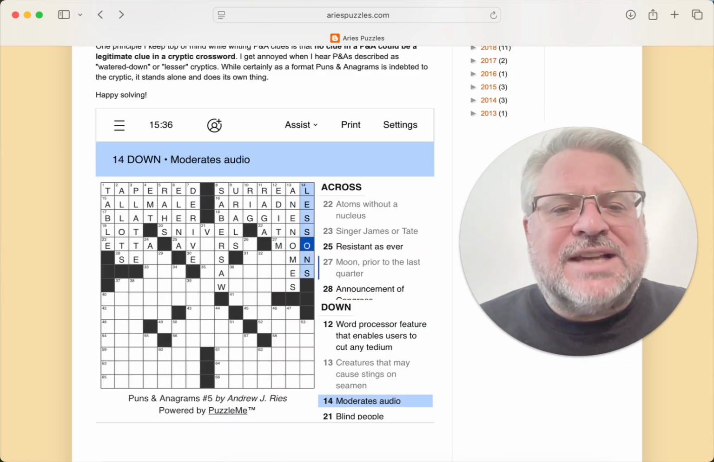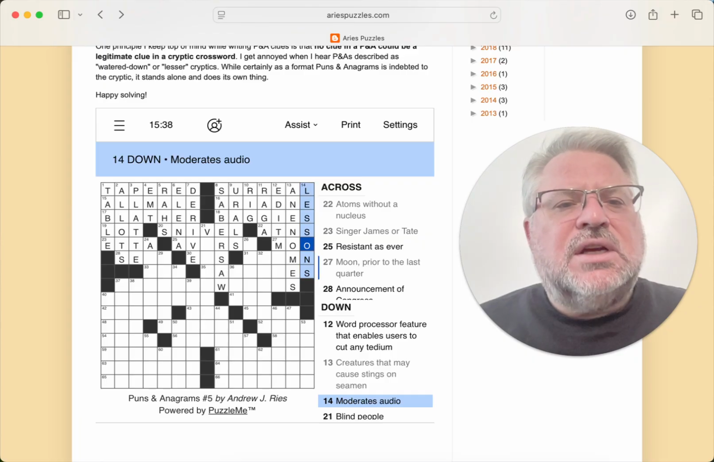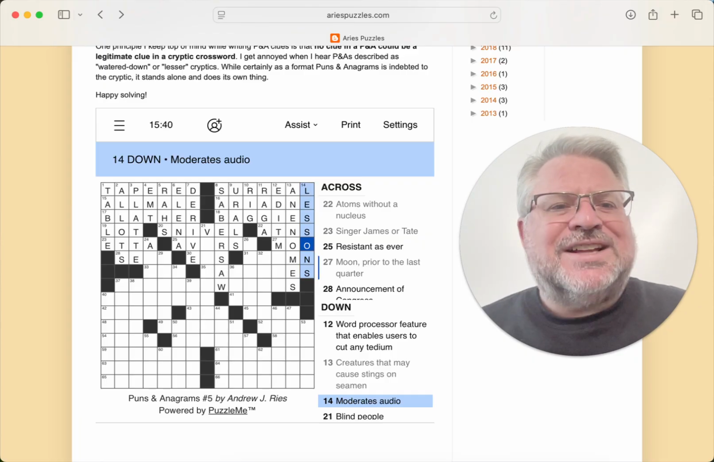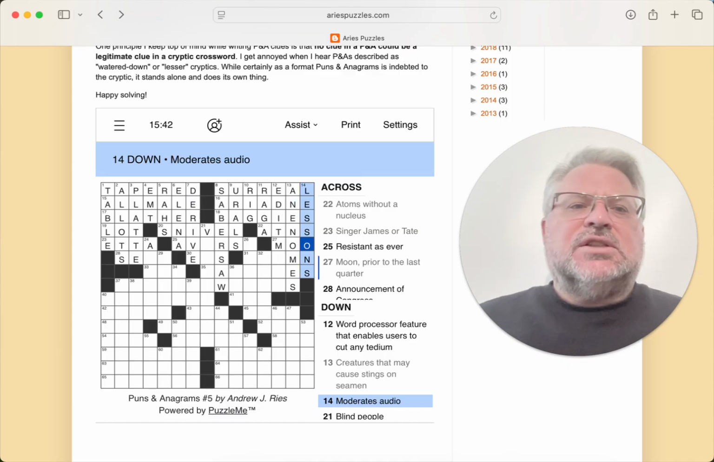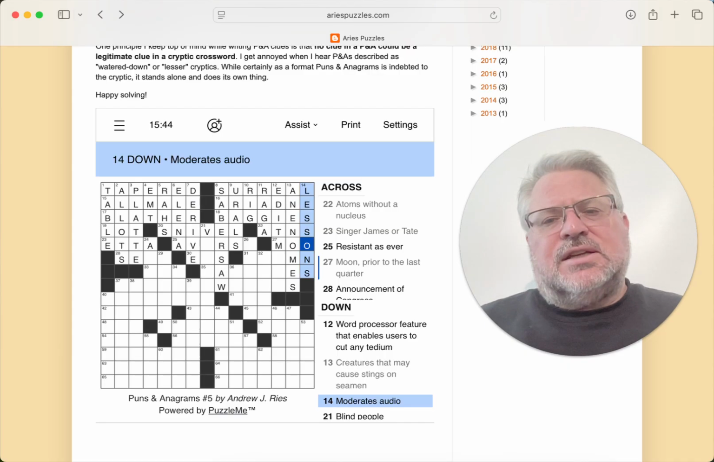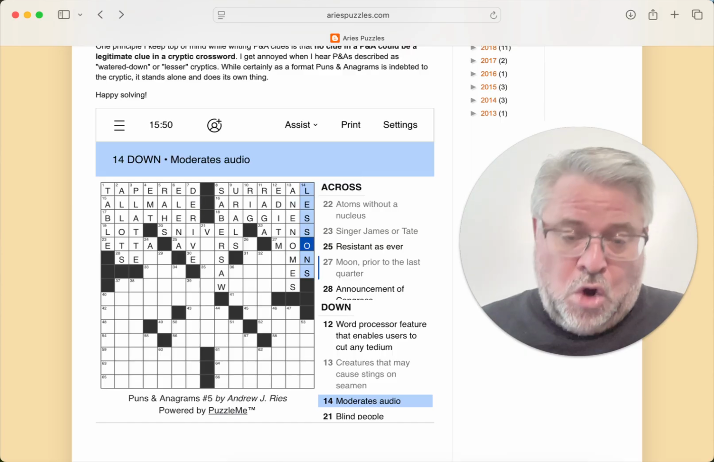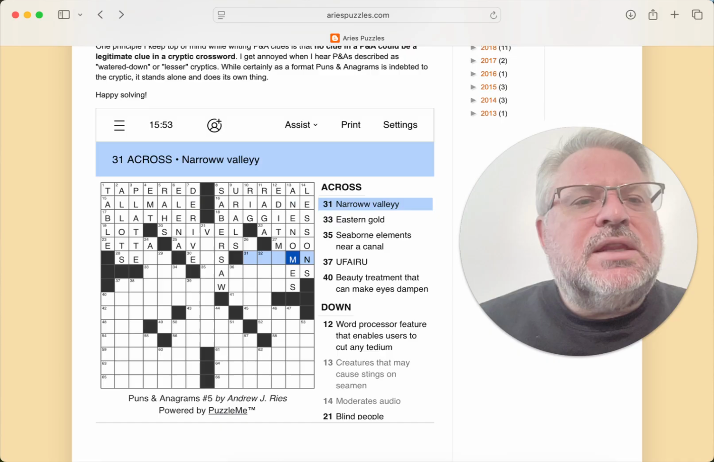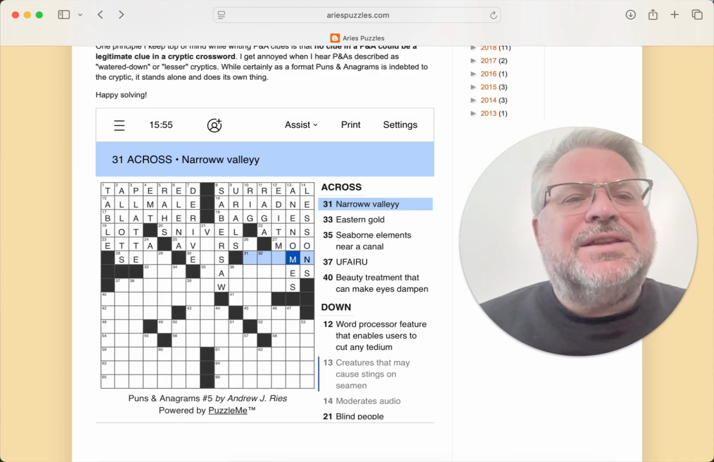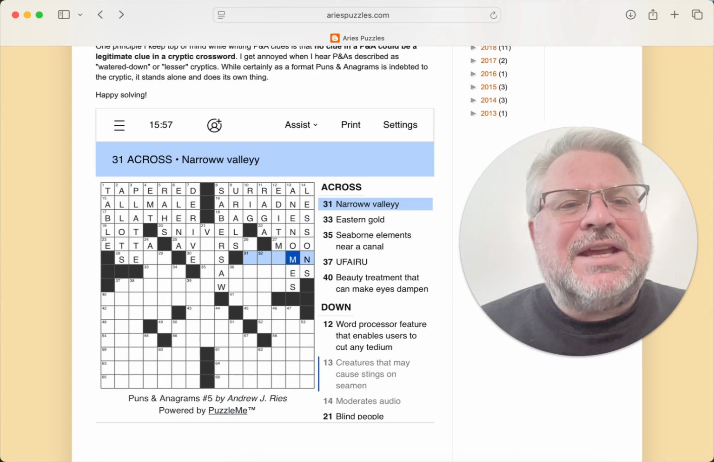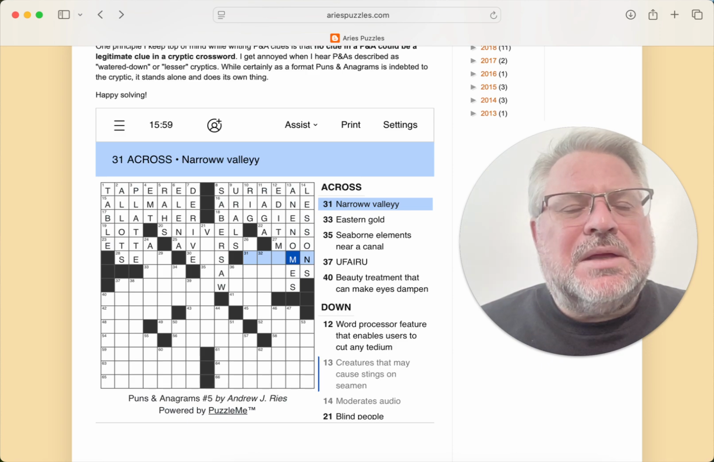14 down is lessons, L-S-S-O-N-S, which is a homophone of lessons, which means moderates. So first we go moderates. Okay, that's a synonym for lessons, but we want the audio for lessons, which is lessons with an O. And there we go. Narrow valley. 2 W's and 2 Y's.